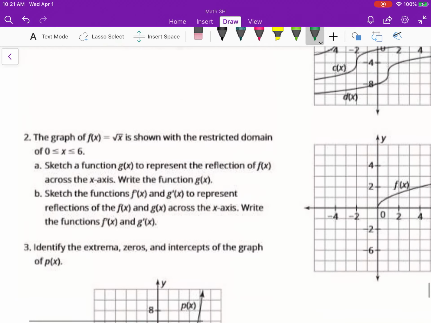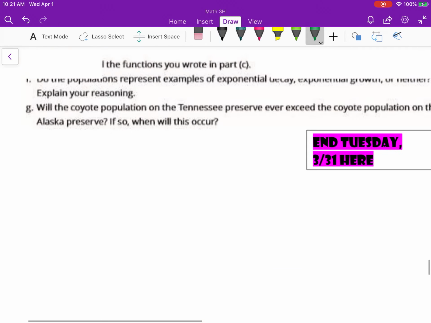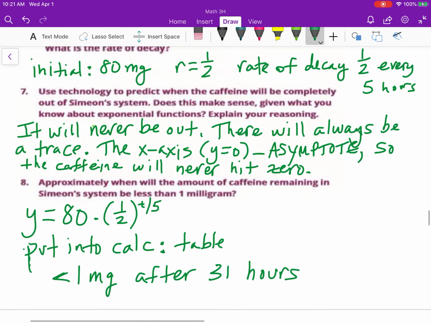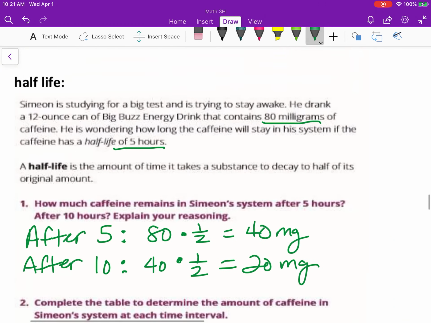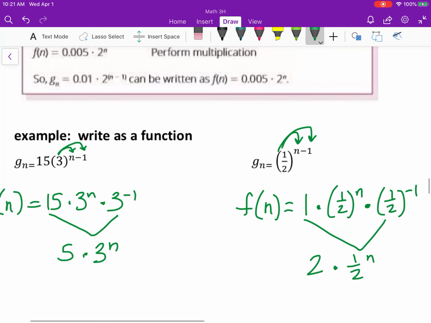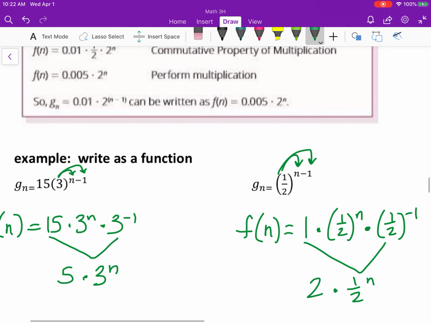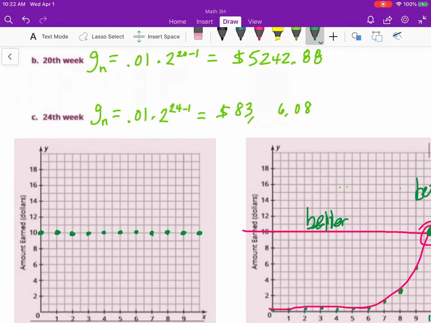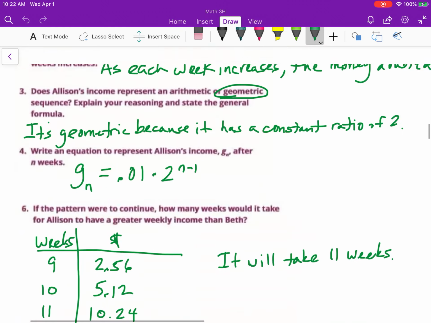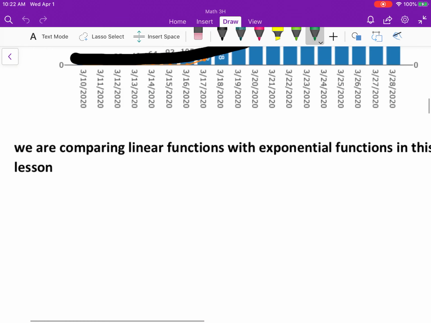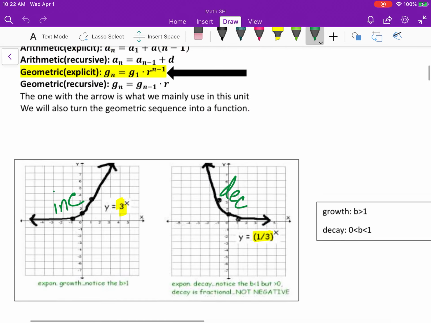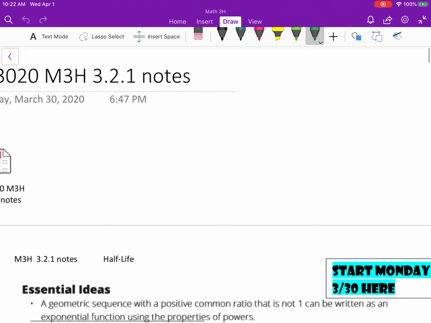And then the actual lesson of pretty much identification of exponential functions, half-life, and writing functions from a geometric sequence, and then finally just what an exponential versus a linear graph looks like in terms of money. Okay? Hopefully that graph goes down.